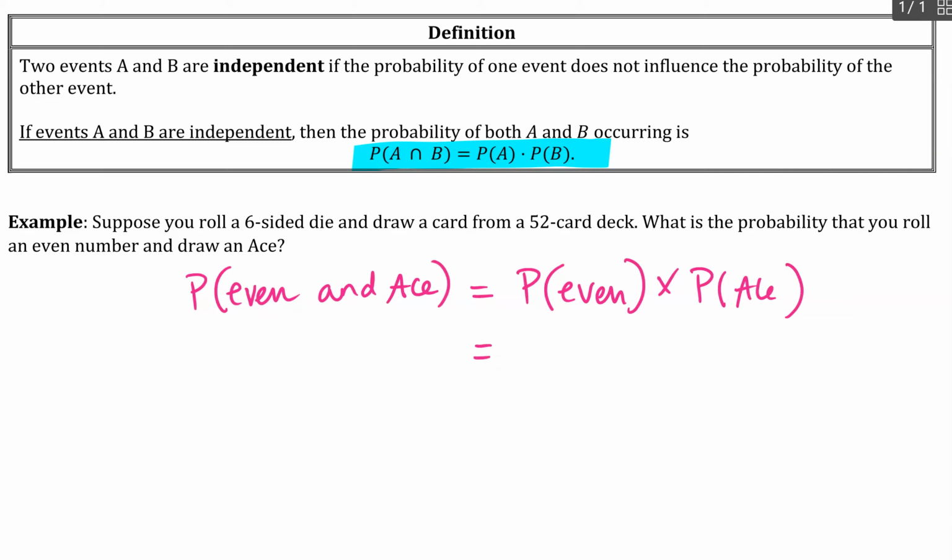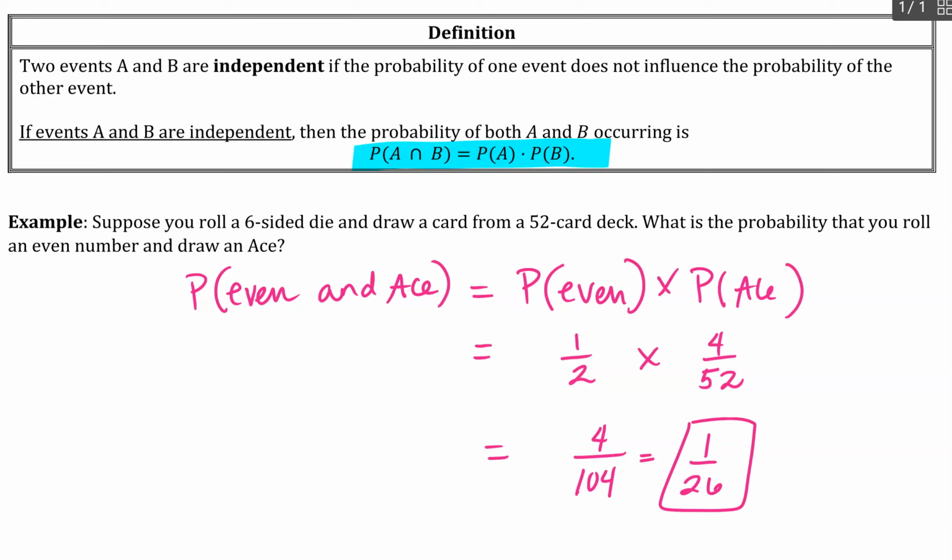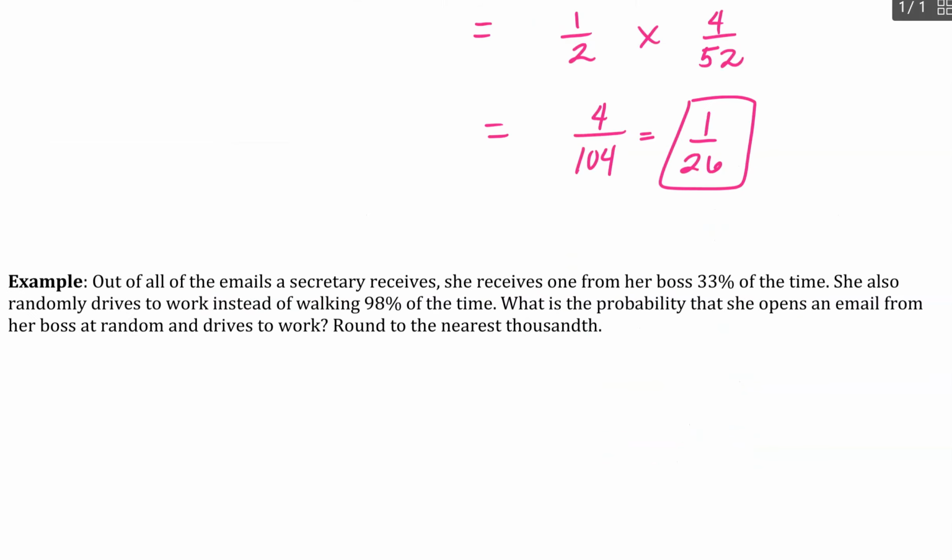So the probability that we roll a six-sided die and we get an even number is 1/2. And the probability that from a 52 card deck we draw an ace, there's 4 aces out of the 52. So to multiply fractions, we multiply straight across the top and the bottom, we get 4 over 104, and this can reduce down to 1 out of 26. So that's the probability that both of those things happen because they're independent events. Let's try one more.